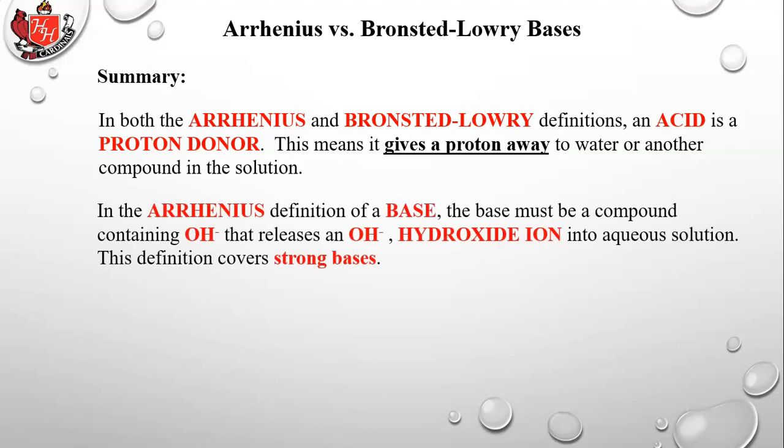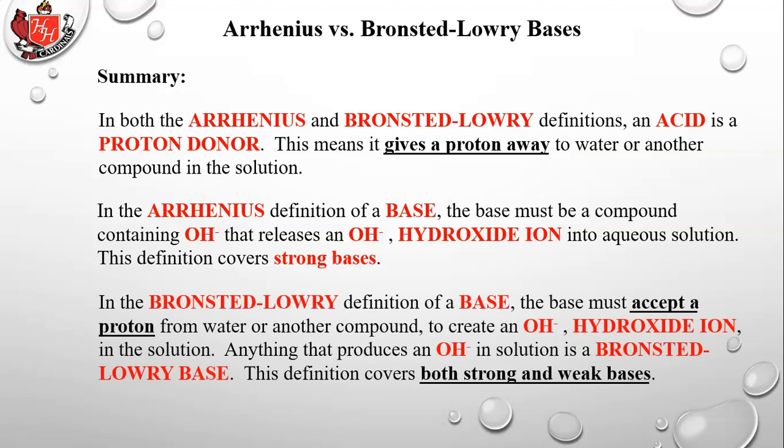In the Arrhenius definition of a base, the base must be a compound that contains the OH- and that releases the OH-, the hydroxide ion, into aqueous solution. So this definition covers strong bases. In other words, when you look at an Arrhenius base, you see OH in the chemical formula. In the Bronsted-Lowry definition of a base, the base must accept a proton from water or another compound to create an OH hydroxide ion in the solution.